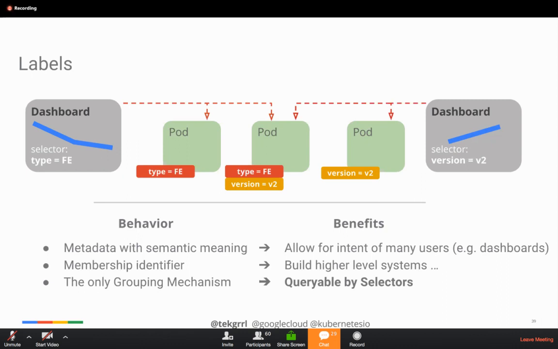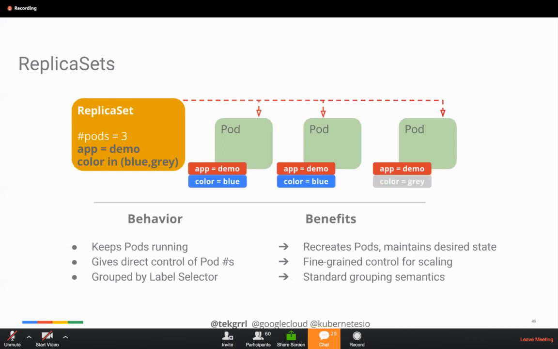These things are queryable by selectors, and you can do that via the API, or Kubernetes can do it as well. Then we have the notion of a replica set, and a replica set manages a number of running pods that are functionally identical, built from the same spec template we mentioned earlier.